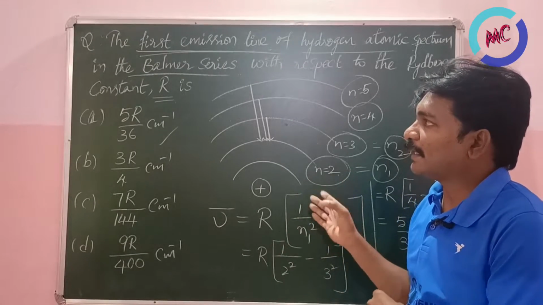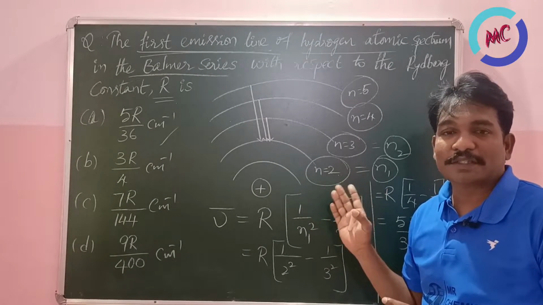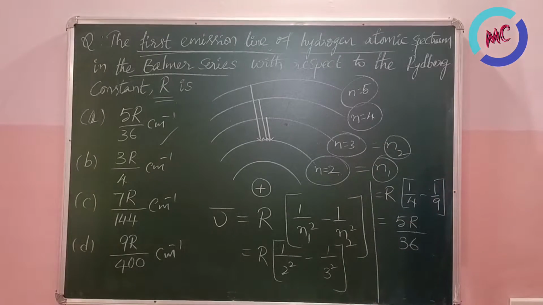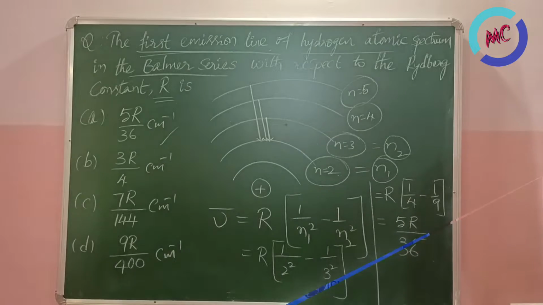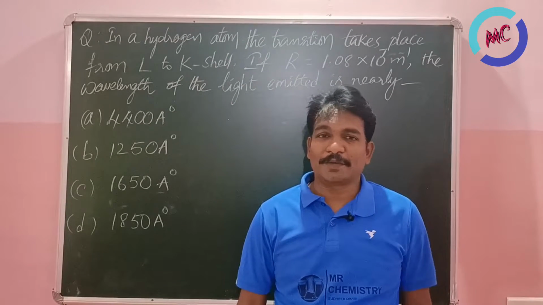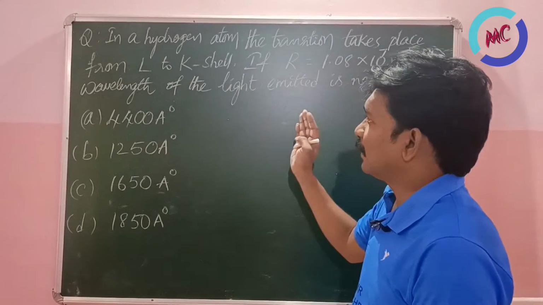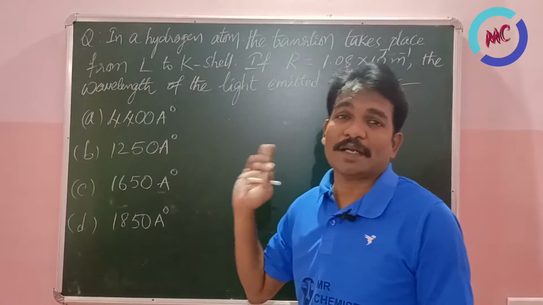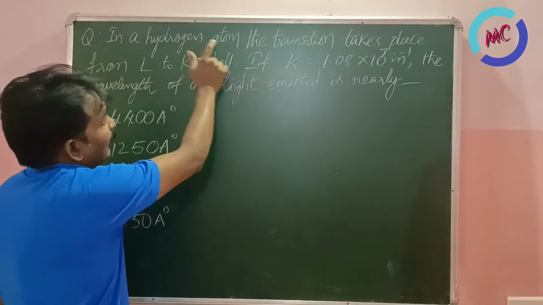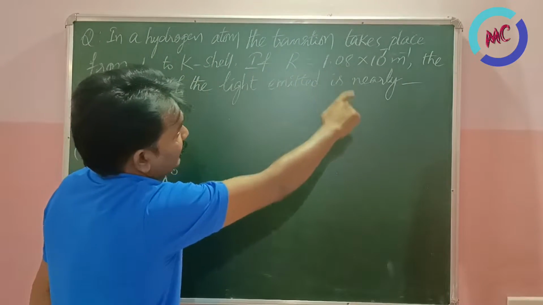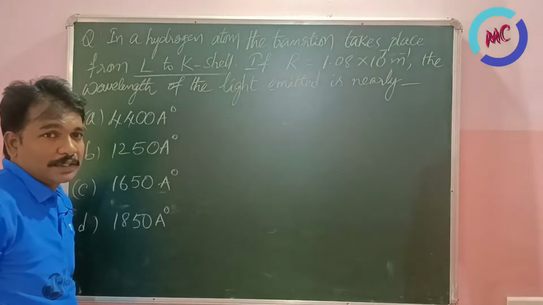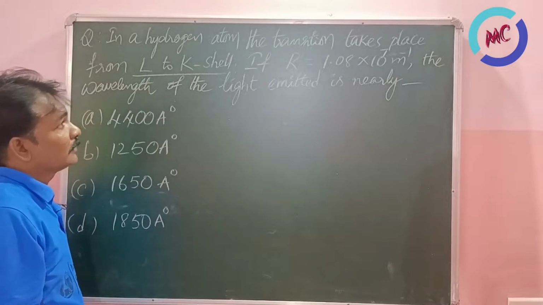Now we are focusing mainly on the questions given in Mains and Advanced. Note down, please. A very good question is there on the board. Why am I telling this is a very good question? Here they gave very good hints to find the answer. See here, in a hydrogen atom, the transition takes place from the L to K shell. L to K shell, that is the first hint.